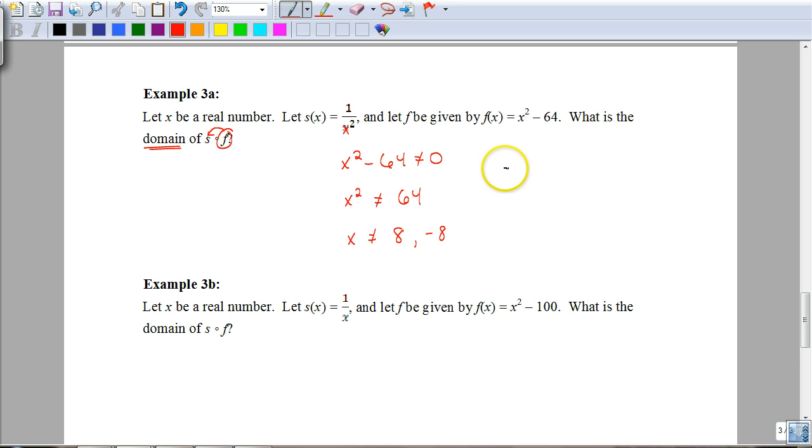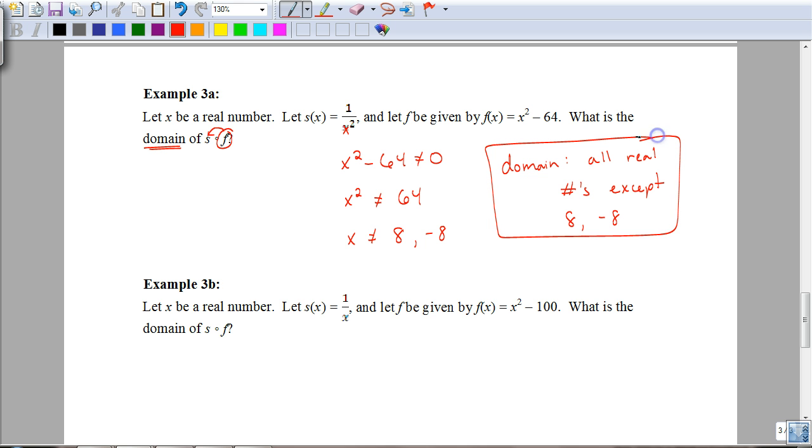So in other words, the domain is going to be all real numbers except 8 and negative 8. Because if you think about why, well, let's just try the 8 for a second real quickly. If I put 8 in the function f, 8 squared is 64. 64 minus 64 is 0, and I can't put 0 in for x.